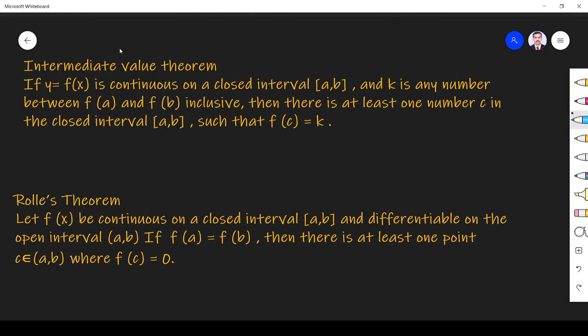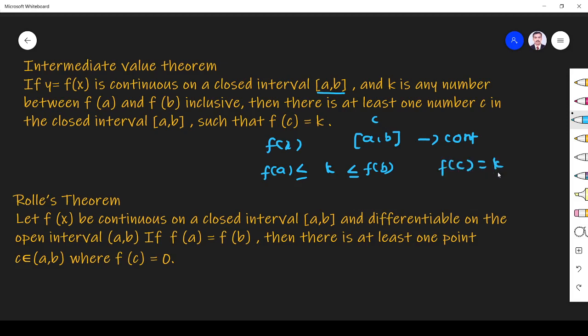the intermediate value theorem. What it is telling is, if you have a function y is equal to f of x, which is continuous in the closed interval ab, and k is any number between f of a and f of b, then there must be at least one number c lying between a and b such that f of c is equal to k, where k lies between f of a and f of b.